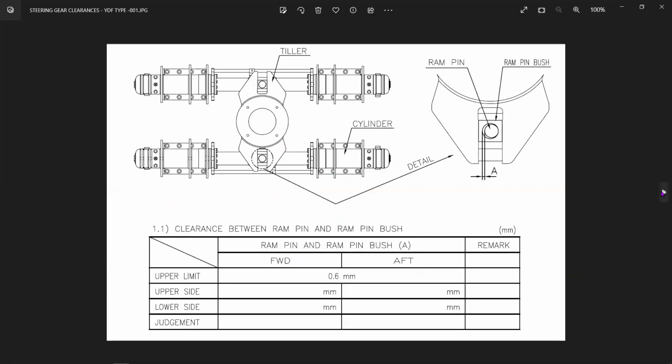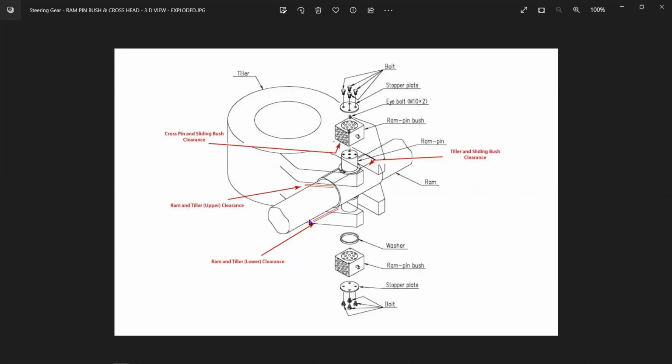So, one more thing. When you are talking about this type of arrangement, the fork design arrangement, apart from these clearances, which are the vertical clearances, you have to also talk about the horizontal clearances. That means one clearance between the ram pin bush and the horizontal face of the tillers, that means of the fork tillers. And then you have to talk about the clearance between the ram pin and the ram pin bush.